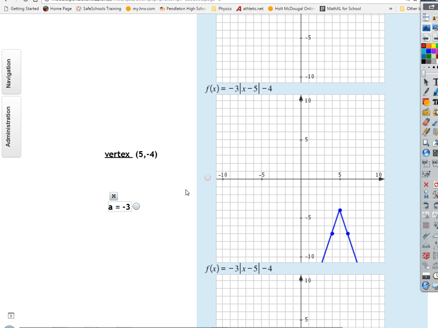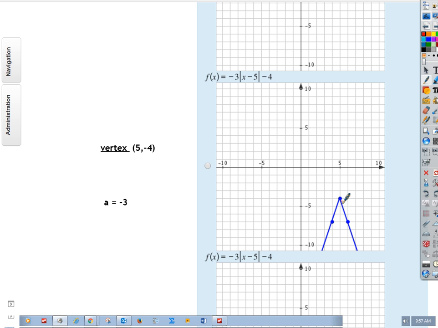That looks promising, right? If I go over 5 and down 4, that's good, because that puts me at the vertex right there. Now what about the slope? So to get from the vertex to the convenient point, I'm going to rise by -3 and run by +1. So the slope would be -3 over 1, which is -3. So that's it, isn't it? Right? Okay.